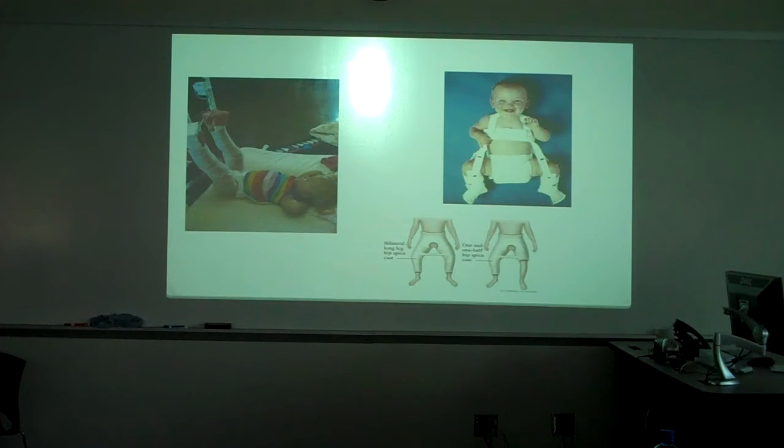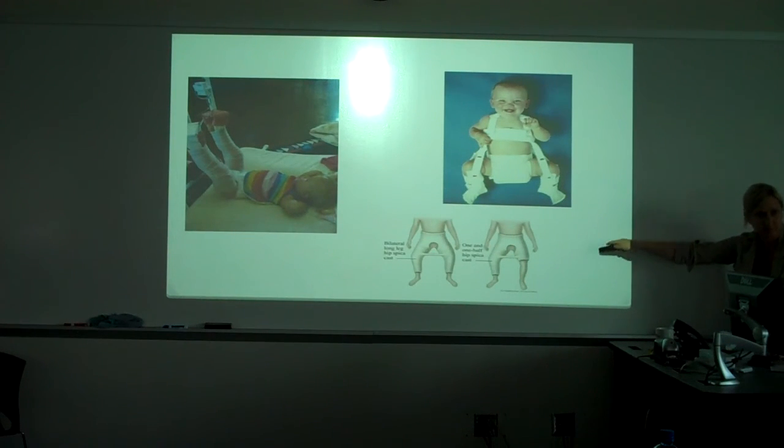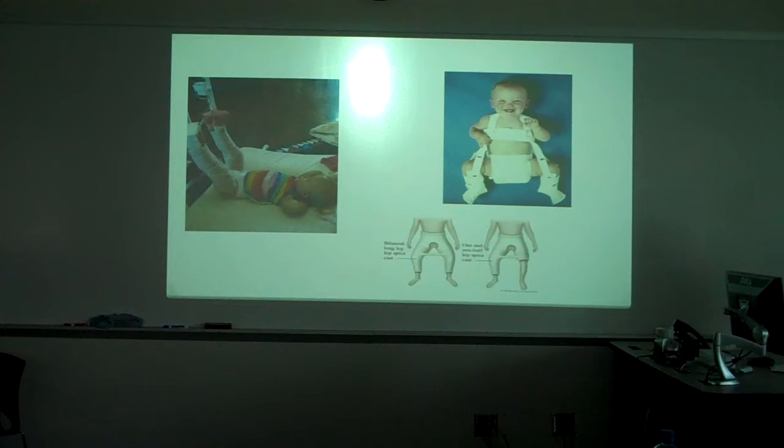Okay. So the Pavlik harness you can remove, but you can put it right back on. Hopefully that would be the treatment of choice, because the hip spica cast doesn't come off. It only comes off for them to adjust it for growth, and they put another cast right back on. Newborns to 6 months of age do a lot of pooping and peeing, so we're really worried about skin integrity, right?